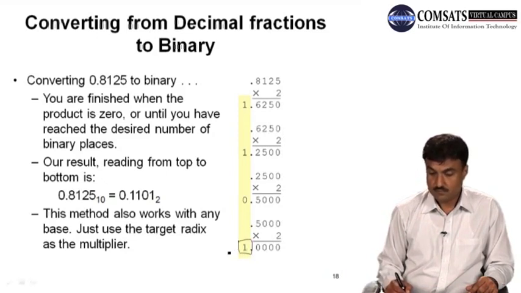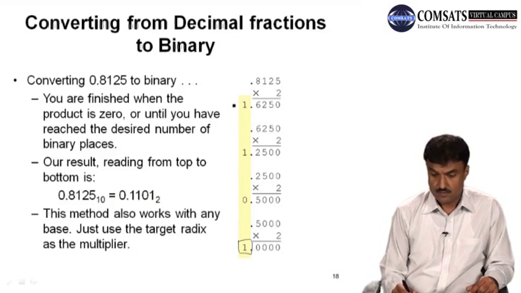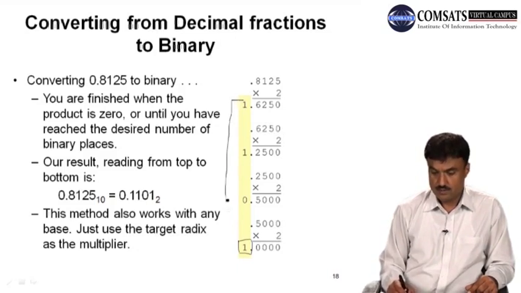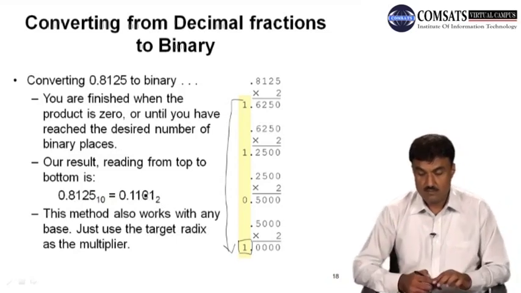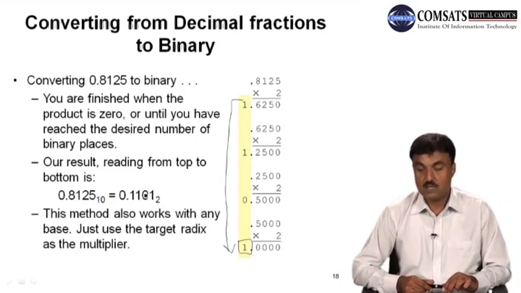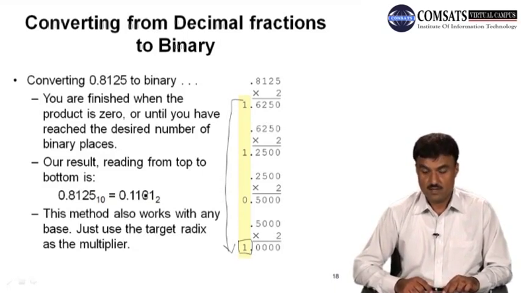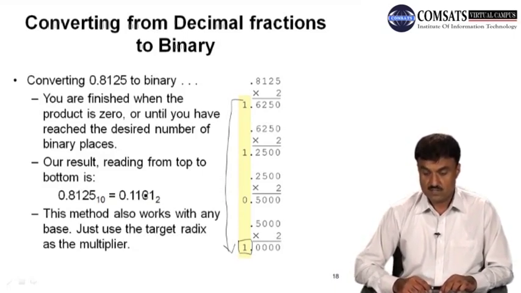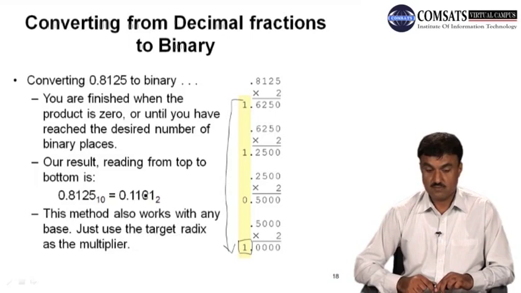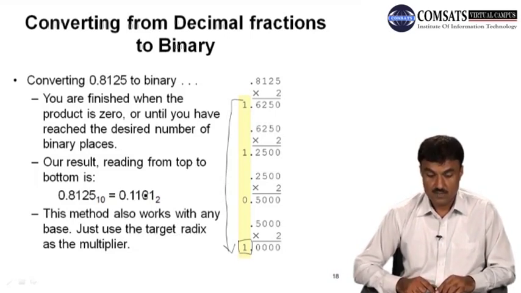So we start from here and continue in this direction, and 0.8125 in decimal is equal to 0.1101 in binary. This is very basic; in computers we don't actually represent decimal fractions in this way, but this is the easiest way to convert decimal fractions into the binary format.